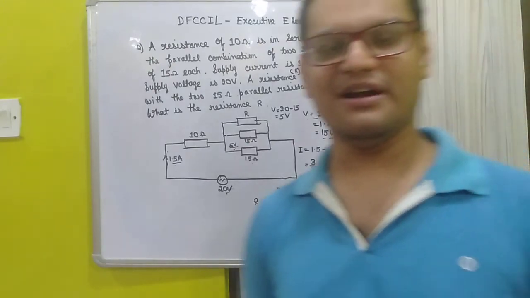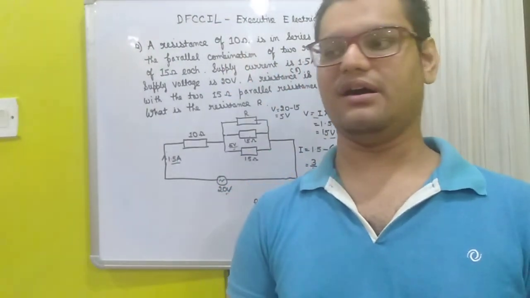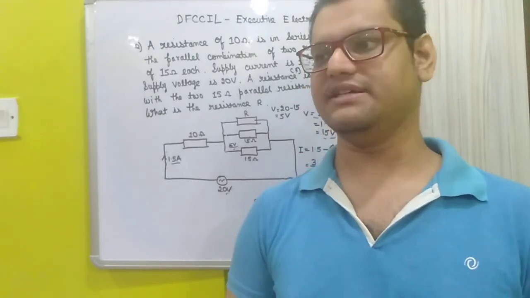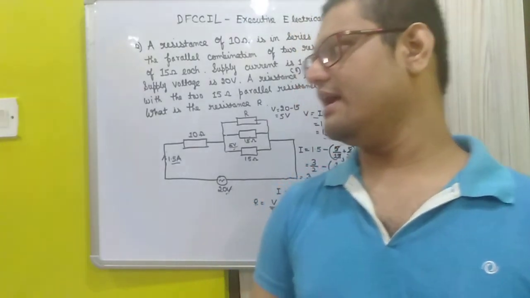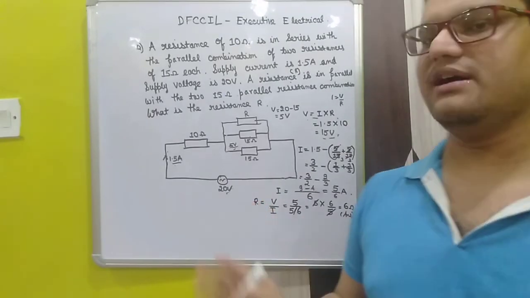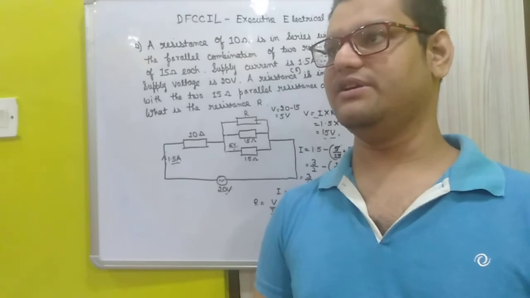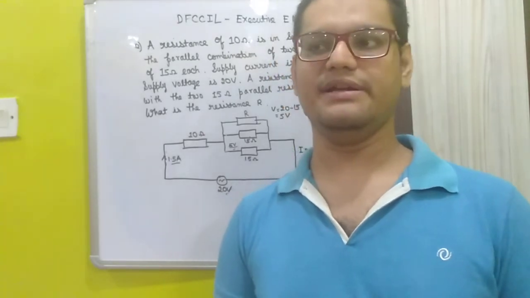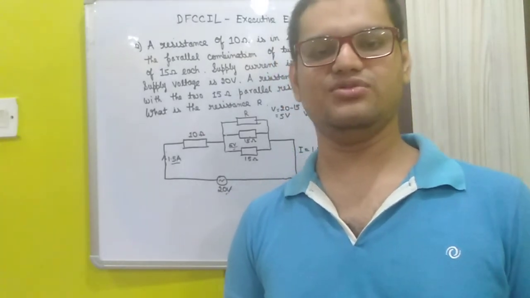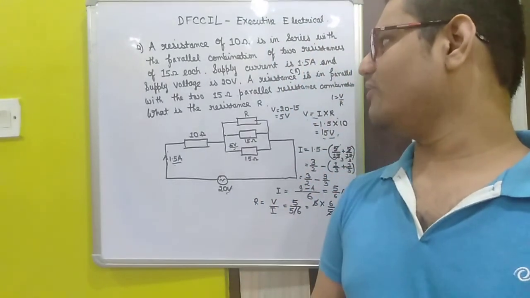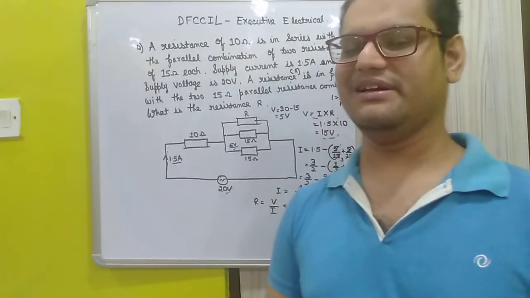So I hope you have understood how we have calculated all the numericals which came in the dedicated freight corridor examinations for executive electrical. This was the last numerical which I have solved just now, and the last date of the freight corridor exam has been extended till 23rd of July. So the candidates who have not filled up can fill up by 23rd July. I hope you have understood all the numericals.